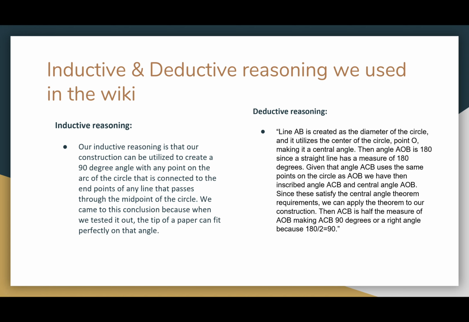Here is our slide 5. Slide 5 is about inductive and deductive reasoning we used in our wiki. So our inductive reasoning is that our construction can be utilized to create a 90-degree angle with any point on the arc of the circle that is connected to the endpoints of any line that passes through the midpoint of the circle, or in other words, the diameter.